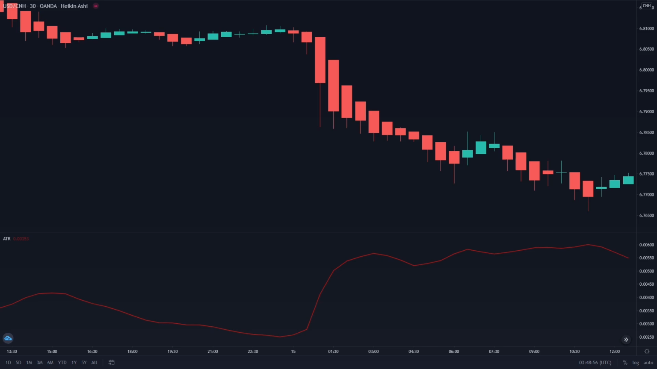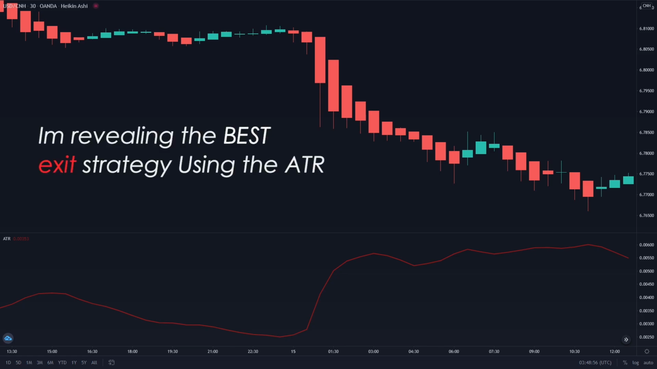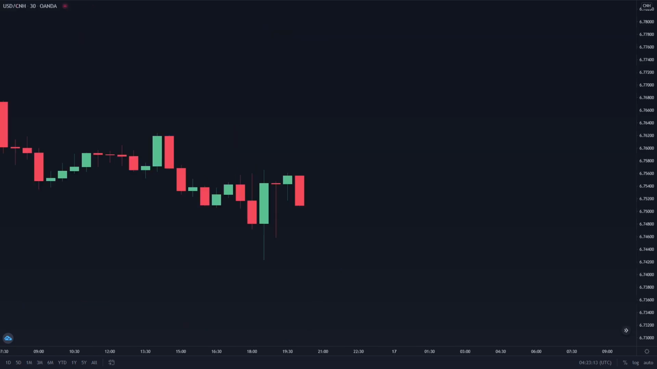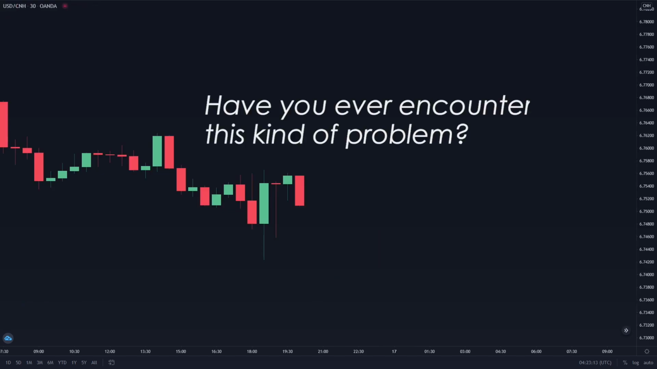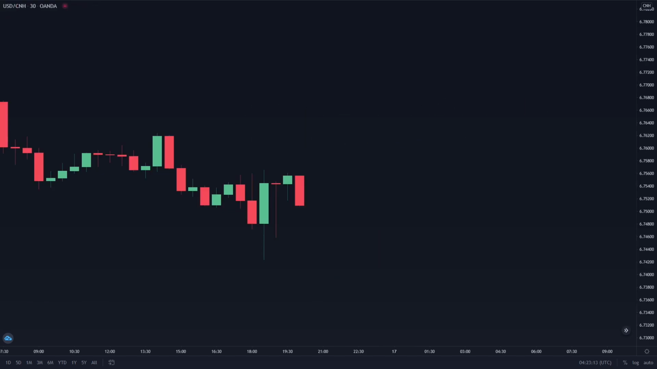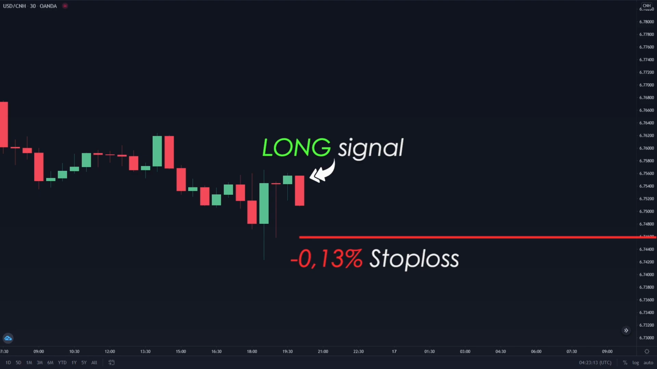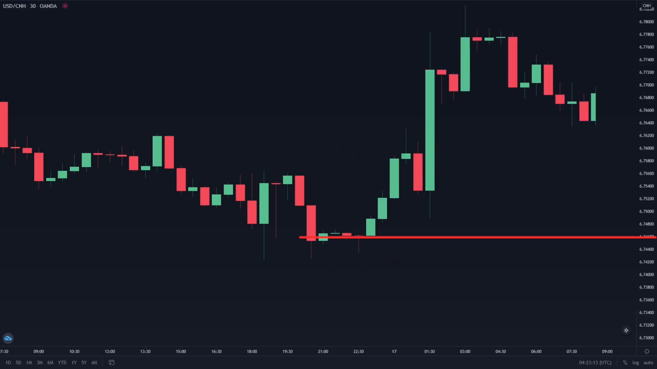So now, I'm going to show you exactly when to exit a trade to get as many profits as possible using the ATR. So when trading, have you ever encountered this kind of problem? Where, for example, let's say you received a long signal here. And let's say because you normally use a 13 pip stop loss, you also decided to use it here. But the price instead drops downwards and hits your stop loss, only for it to go back up again. So you've closed your trade early and missed the trend.